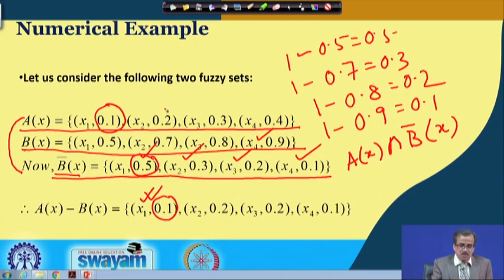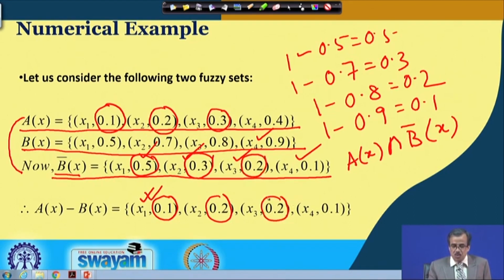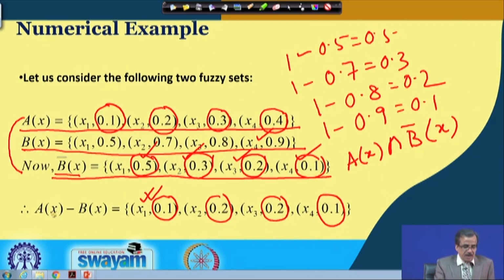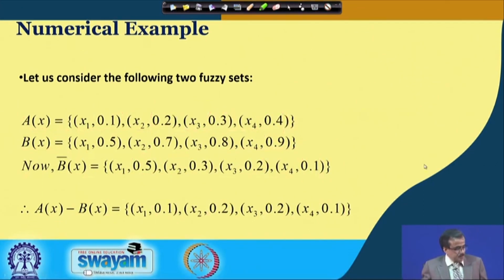Then corresponding to x2, I have got 0.2 and 0.3 here, so the minimum is 0.2. Corresponding to x3, I have 0.3 here and 0.2 here, and the minimum is 0.2. Then for x4, I compare 0.4 and 0.1, and the minimum is 0.1. So, this is the way we can find A(x) minus B(x), the difference.